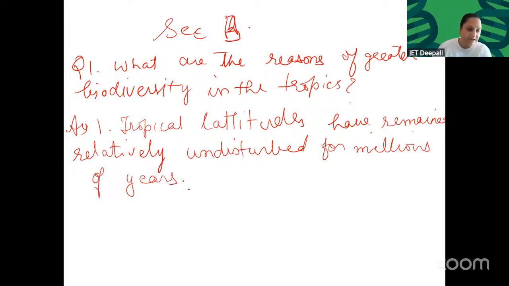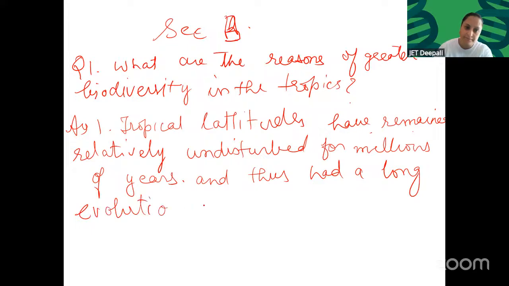And thus had a long evolutionary time. It means no one is disturbing them, so their species are not extinct. They are undisturbed, so they have a long evolutionary time. They have lots of evolved species, new species, and some of the species that are still there. As the duration was available in the region of speciation, it led to species diversification.